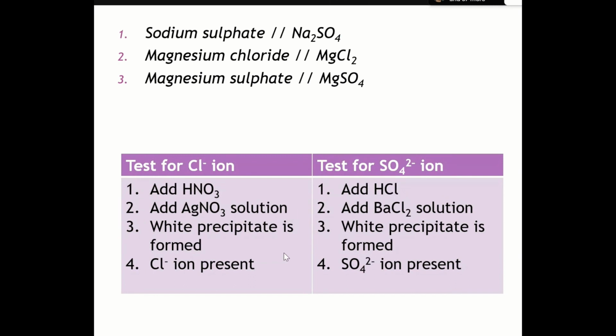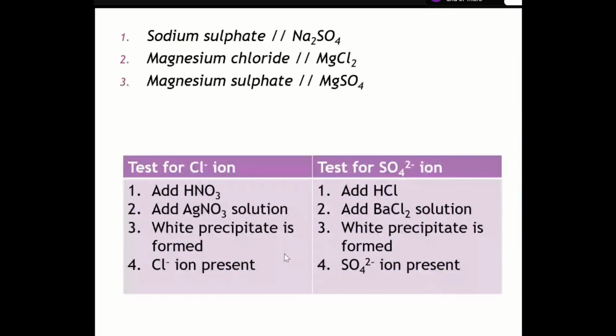If you add 10 cubic centimeters, then add 10 cubic centimeters of nitric acid, followed by 10 cubic centimeters of silver nitrate solution, I think it will overflow. You cannot record the correct observation. So mention the volume in a suitable range, with a test tube or boiling tube. The only apparatus is a boiling tube or test tube, no beaker for this anion test. So please take note of that.